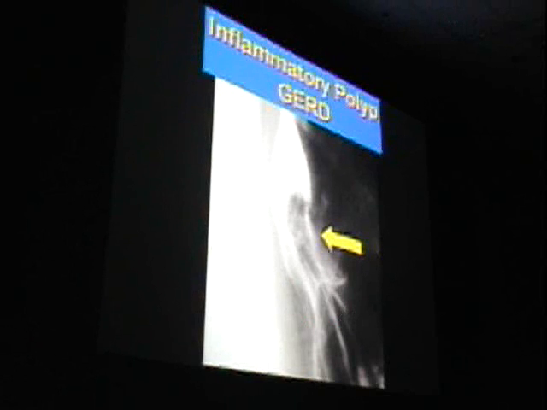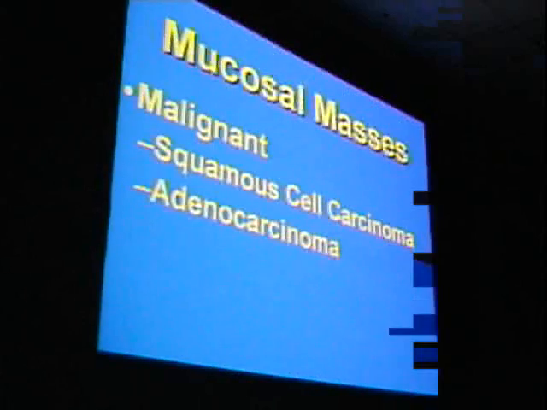Here's a classic inflammatory pseudopolyp of GERD in the GE junction. This looks irregular enough, though, and many of these look so irregular, that you basically need to endoscope the patient to make absolutely certain that they don't have a malignancy there.